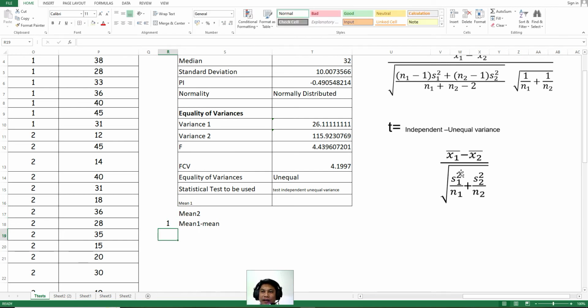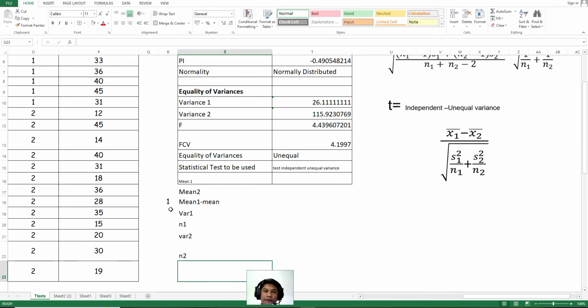First, we get the variance 1 and n1. So we have to get the variance 1, and then n1. Then variance 2, then n2. And then we divide first the variance 1 by n1, and then we divide also variance 2 by n2. And we add the result, then the sum will be subjected to the square root.